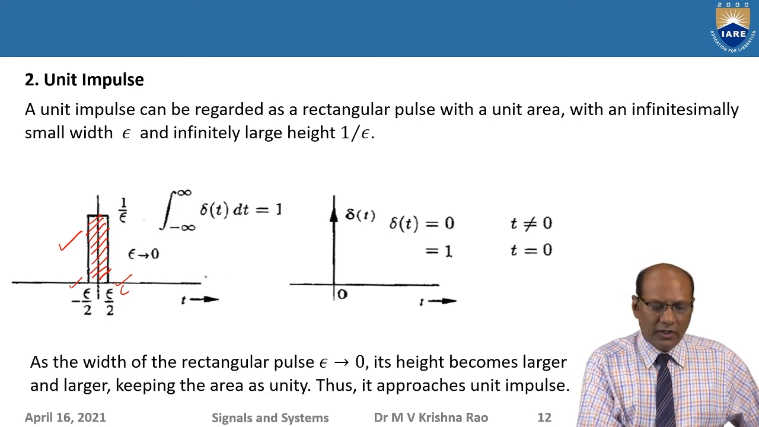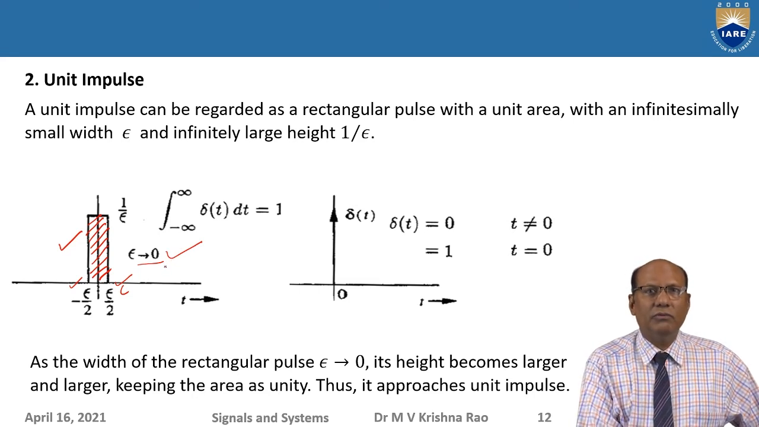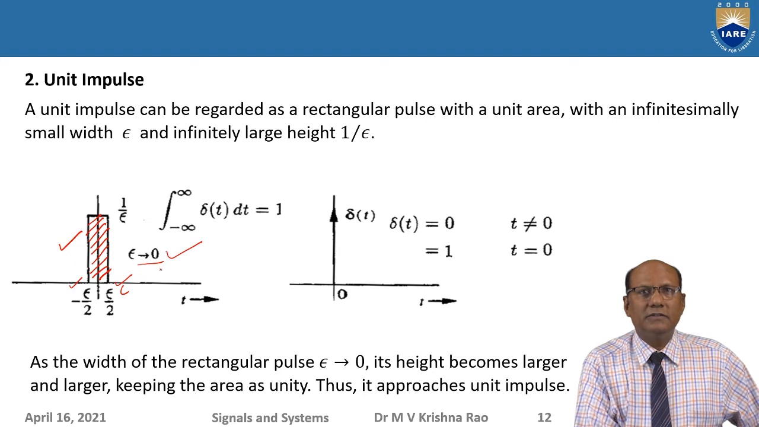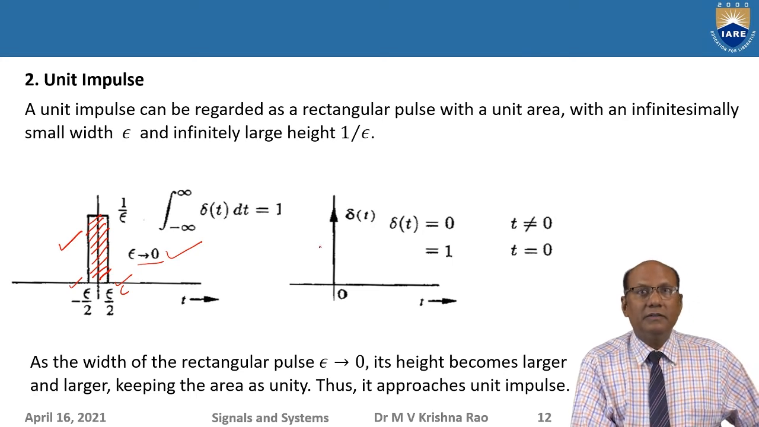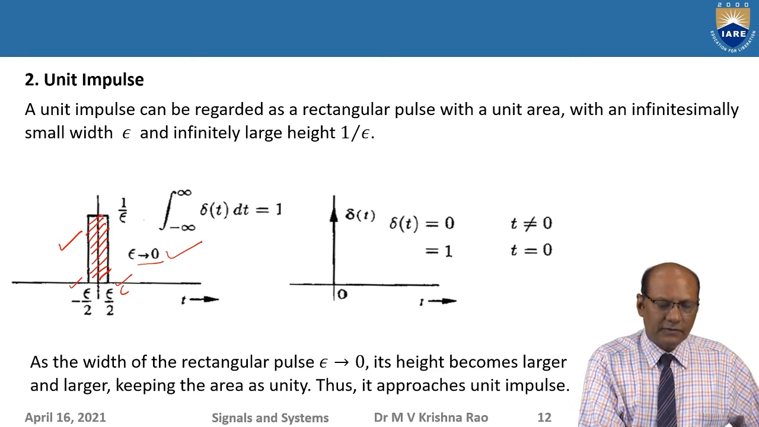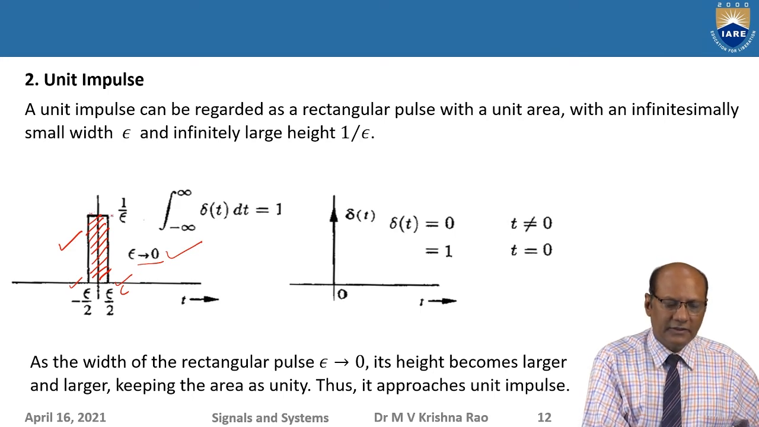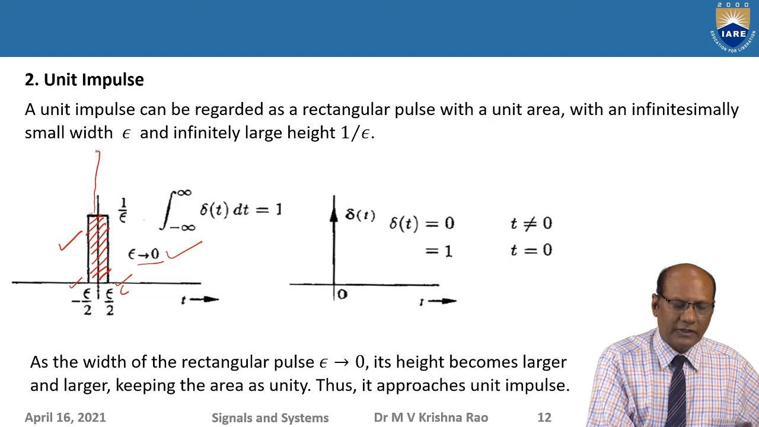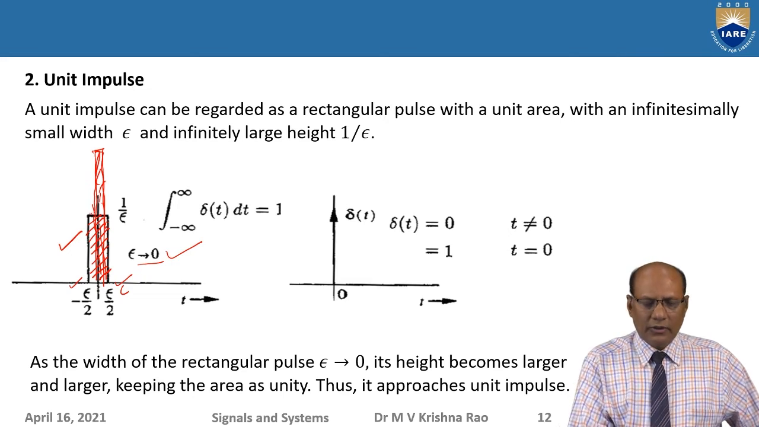Now what I am going to do is slowly reduce the width of this pulse towards 0. It is approaching 0. That means the width will become very small, but the area under the pulse is still unity. So as the width reduces, what will happen to this pulse? It will increase in height. But the area under this curve is unity again.